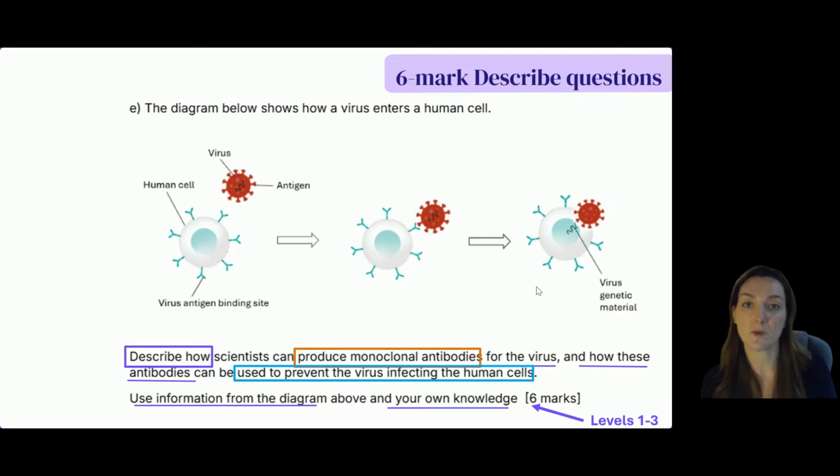So, for example, stages in a process need to be laid out in the order that they would need to occur in. And for this, I would recommend that you note down your key terms and organise them into the right order before you start to write your actual answer into the answer section.